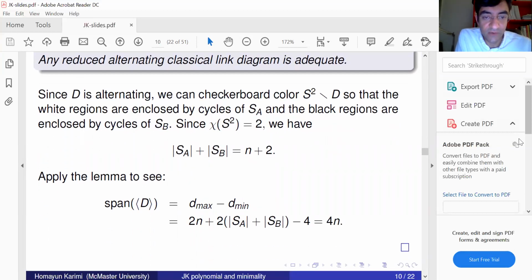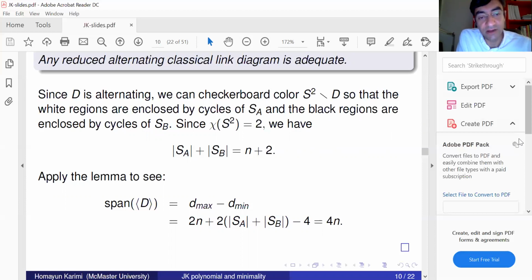So using this formula and the previous lemma, we can see the span of the Kauffman bracket, which is the maximum A degree minus the minimum A degree, by the lemma is equal to 2n plus 2 times the number of cycles in SA and SB minus 4. But the number of cycles in SA plus the number of cycles in SB is equal to n plus 2. So substituting that in this formula, you get 4 times n. And that's how we prove that an alternating diagram has the minimum crossing number, because the span of the Kauffman bracket is an invariant.